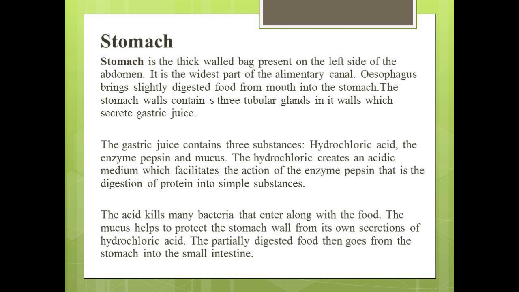The hydrochloric acid creates an acidic medium which facilitates the action of the enzyme pepsin, that is, the digestion of protein into simple substances. The acid kills many bacteria that enter along with the food. The mucus helps to protect the stomach wall from its own secretion of hydrochloric acid. The partially digested food then goes from the stomach into the small intestine.